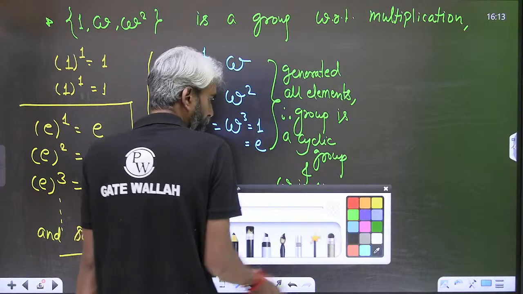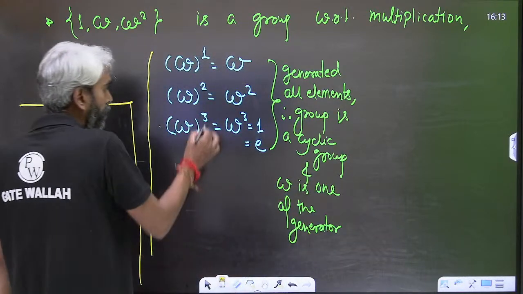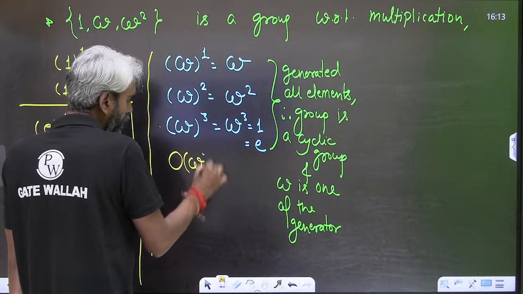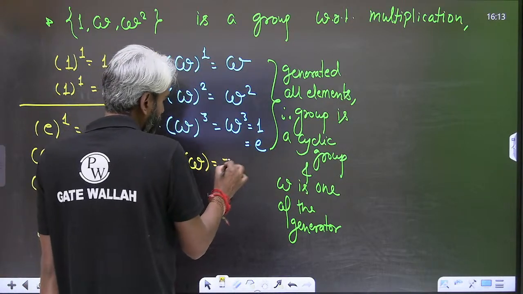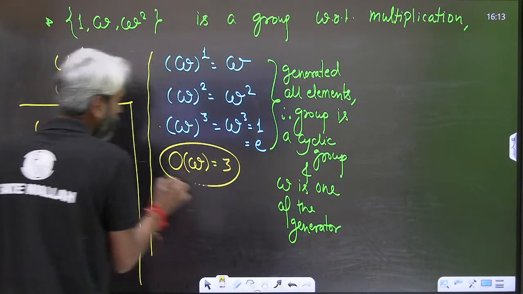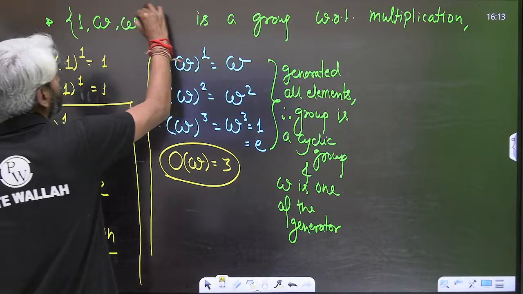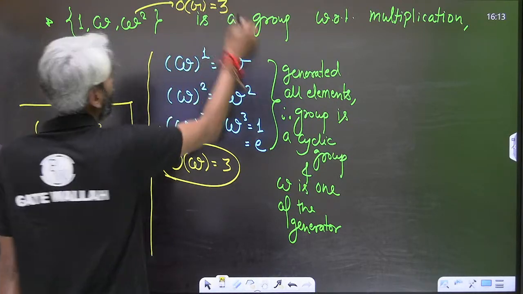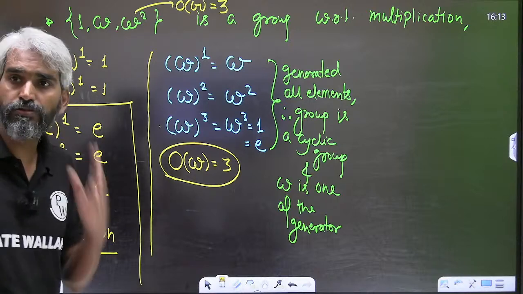Now please try to understand. For power 3 of omega, we get the identity element. Therefore, the order of omega is 3. What is the order of this group? The order of this group is also 3.